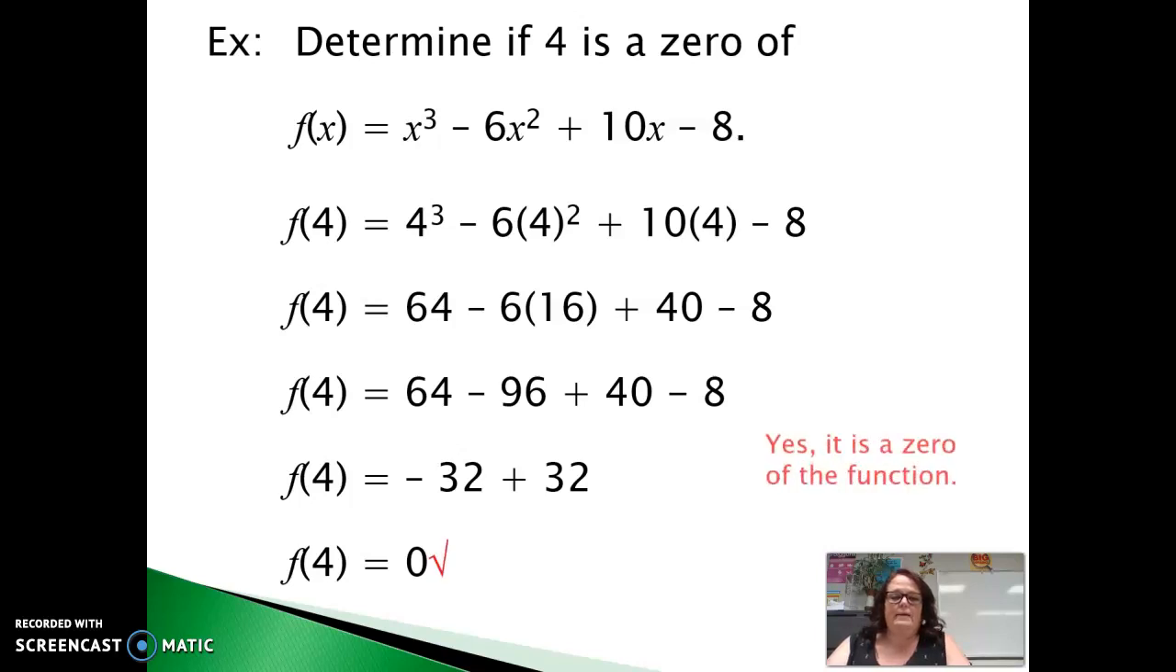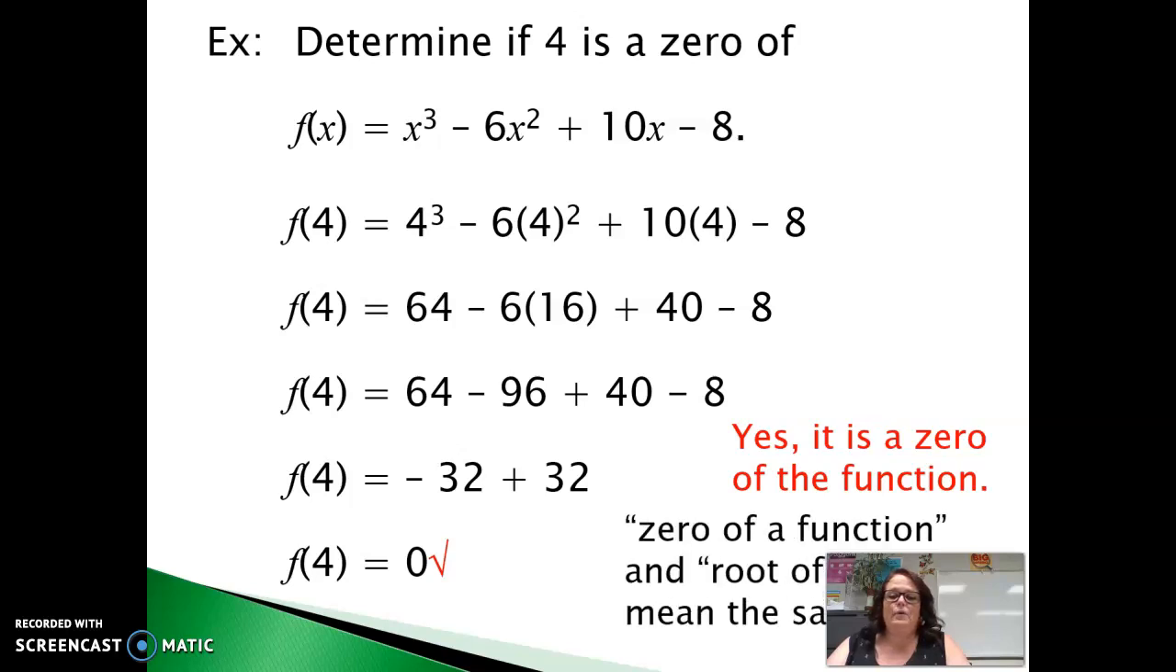So we could say that it is a 0 of the function, and a 0 of the function is the same as saying the root of the function. So you're going to see the book say find the zeros of the function, find the roots of the functions. Those two mean exactly the same thing.